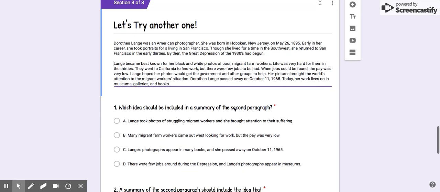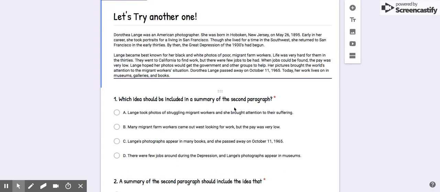Life was very hard for them in the 30s. They went to California to find work, but there were few jobs to be had. When jobs could be found, the pay was very low. Lange hoped her photos would get the government and other groups to help. Her pictures brought the world's attention to the migrant workers' situation. Dorothea Lange passed away on October 11, 1965. Today, her work lives on in museums, galleries, and books.